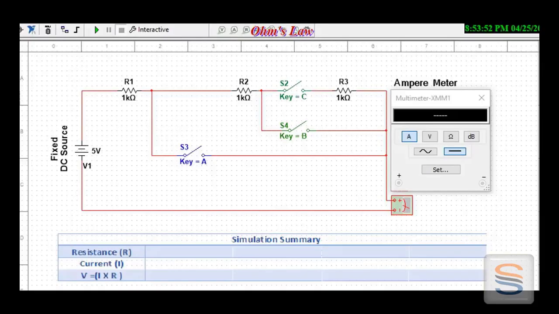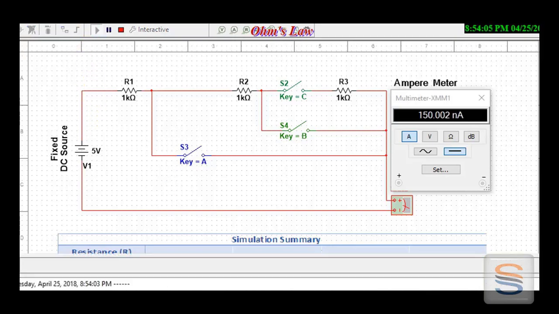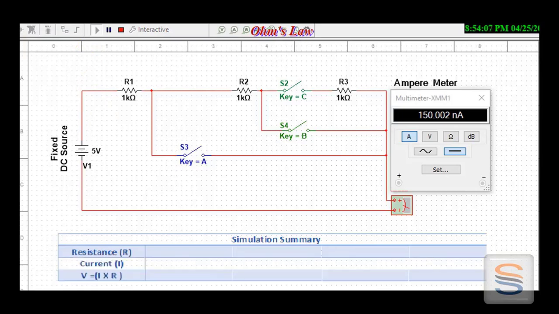Let's start the simulation. Here we have the same circuit. We will record three different values of current for three different values of resistance and compare them with the voltage source. Initially all switches are open. In the first scenario we will close switch A and the other two switches will remain open.